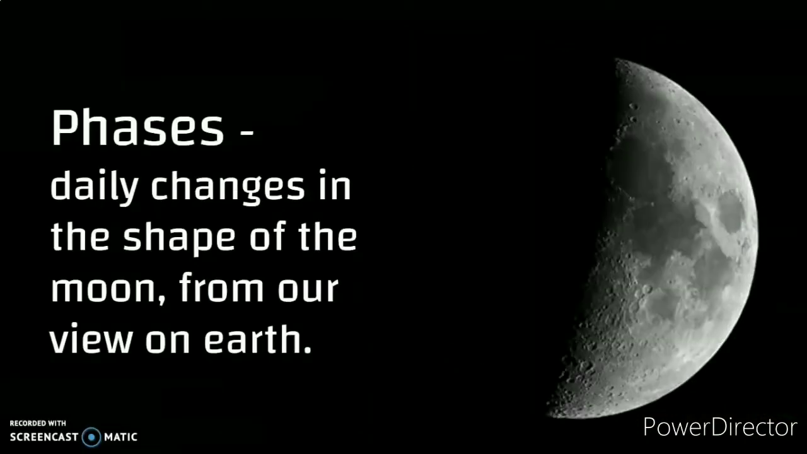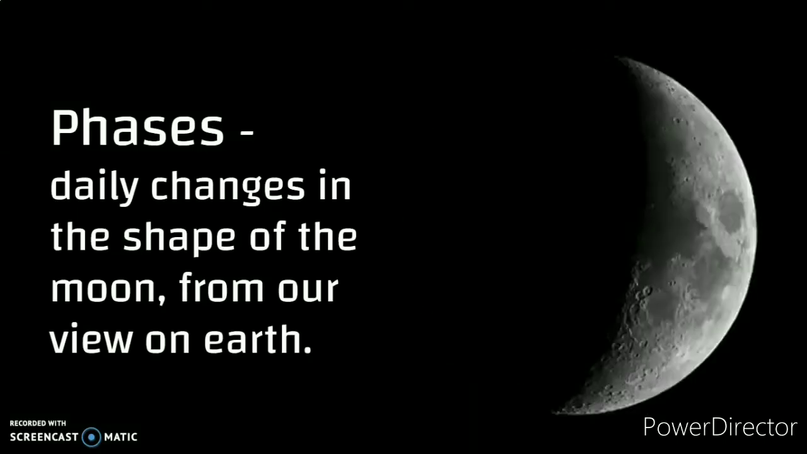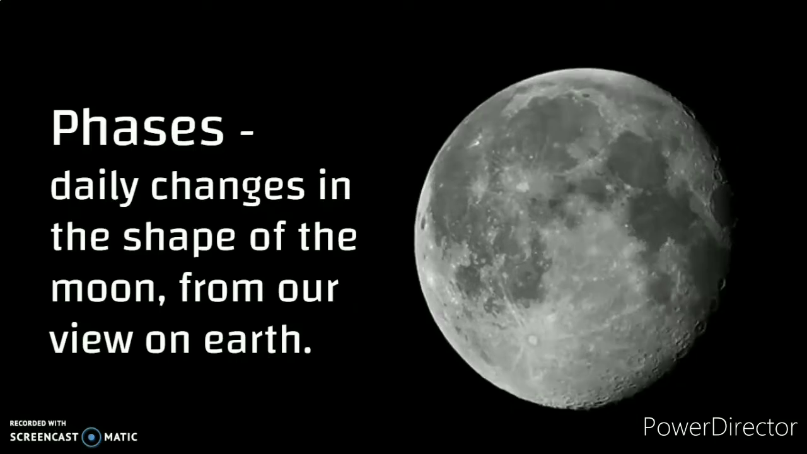However, when you look up at the sky, you will see that the shape is changing, and this is because the amount of the lit up moon that we see is going to be different every day. This is called phases of the moon, which is the daily changes in the shape of the moon from our view on Earth. Joining us now to talk more about the phases of the moon is the moon.